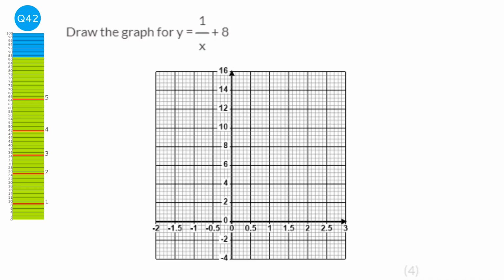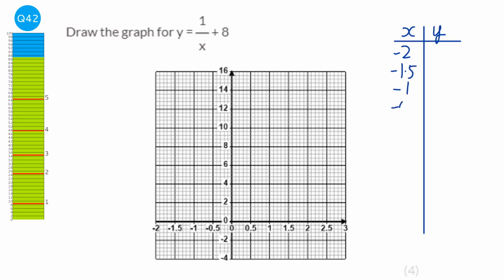Whenever we draw a curve, which here we have a reciprocal here, we need to draw lots and lots of coordinates, and then we join them up with a nice smooth curved line. So we're going to, basically, go up in halves. And 3, right. So we're going to start with -2.